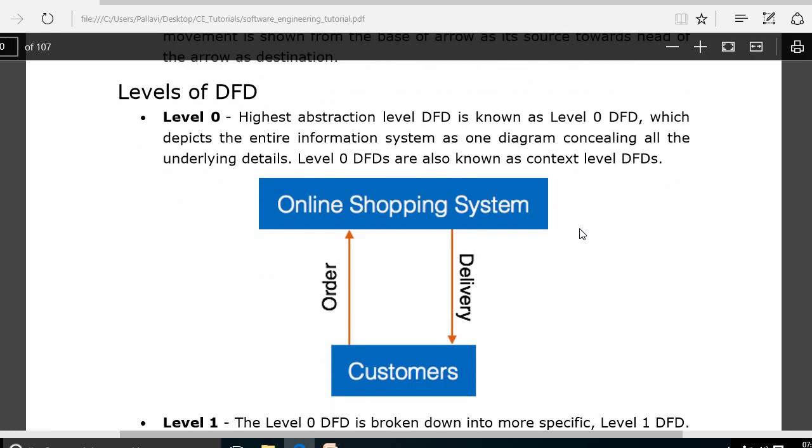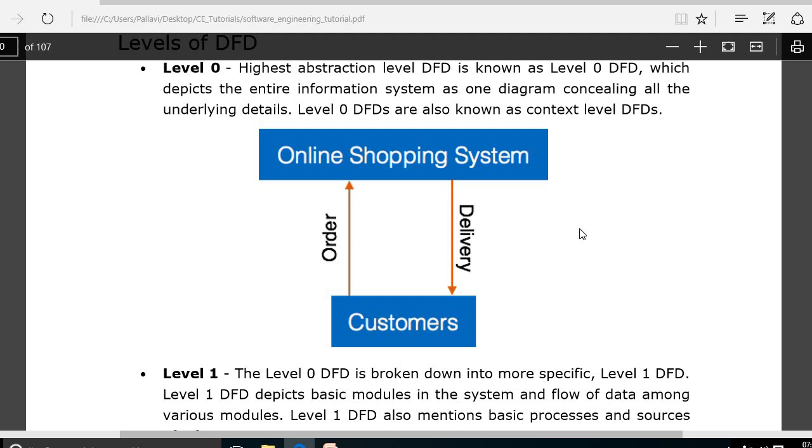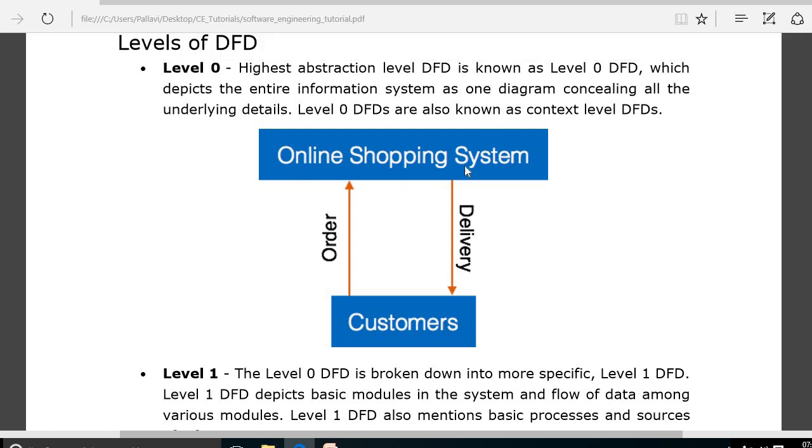So in the context level DFD, that is this system, the online shopping system, the customer orders on the online shopping system and it is delivered. This is the 0 level DFD, the highest abstraction. We cannot see others, just two entities: one is the online shopping system and the other is the customer. And data flow occurs in both directions.